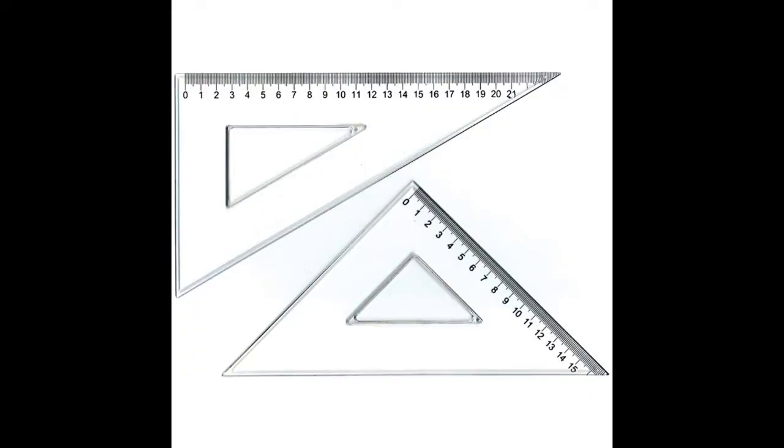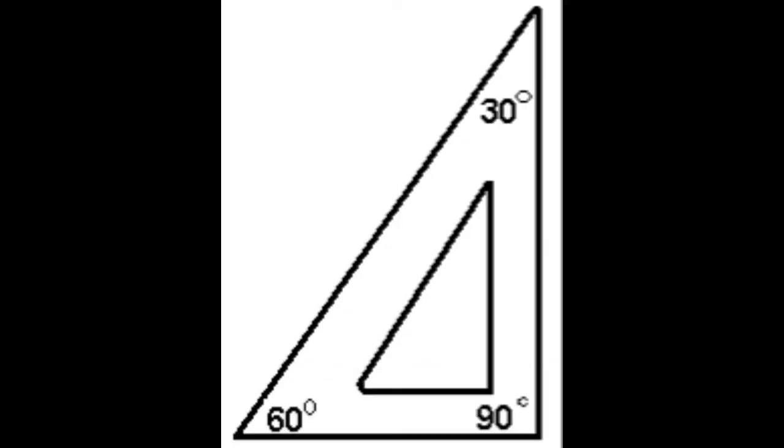There are two set squares in your geometry box. Both set squares have 3 angles each. The largest angle of this set square is 90 degree. The smallest angle is 30 degree. The third angle is 60 degree. This is the set square with angles 30 degree, 60 degree and 90 degree.